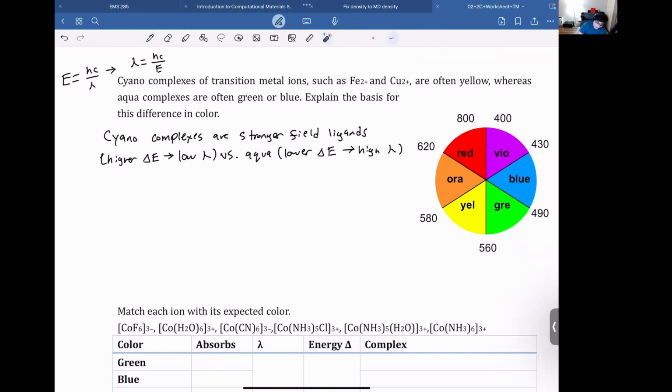Again, just look at the equation, dividing by a bigger energy. So in this case, it's E instead of delta E, but same idea. If you have higher energy, you get a lower wavelength. If you have a lower energy, you get a bigger wavelength, right? Dividing by a smaller number.